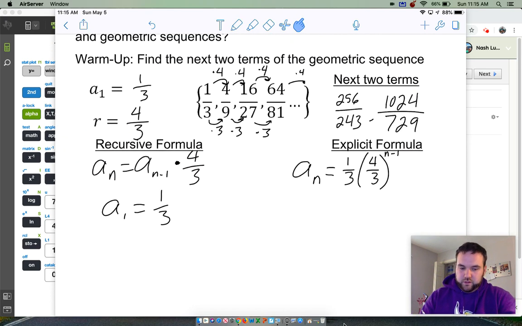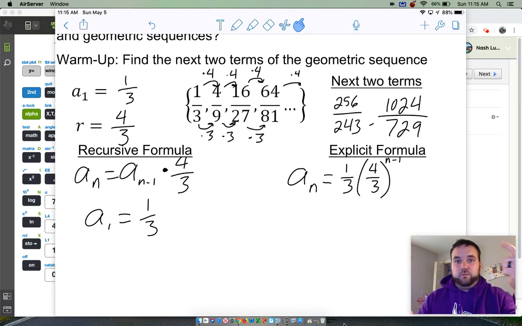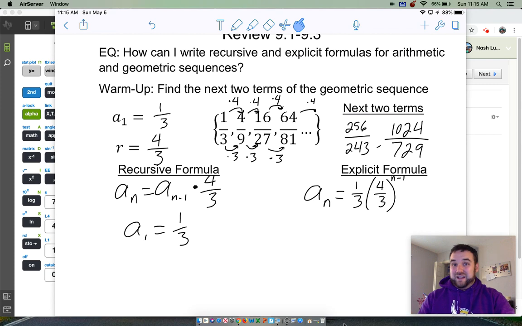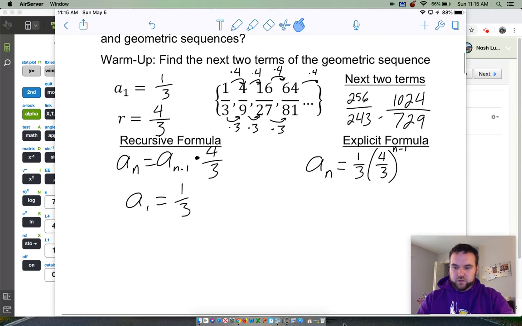So we've got basically everything here. First term, the common ratio, the R value. We've got the next two terms. We've got the recursive formula and the explicit formula. So that's kind of everything that we need for this geometric sequence.